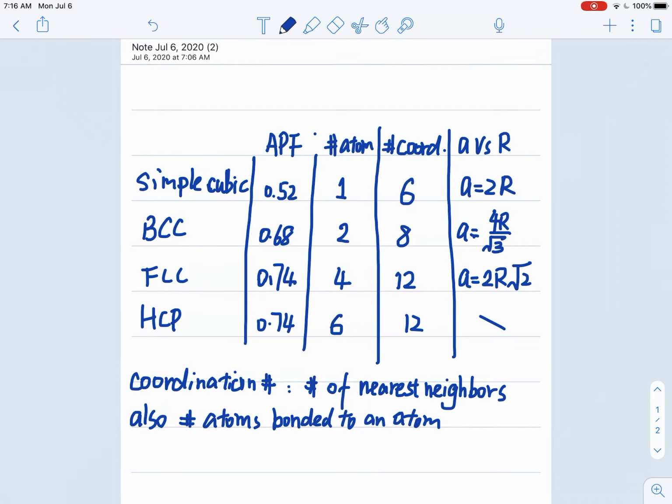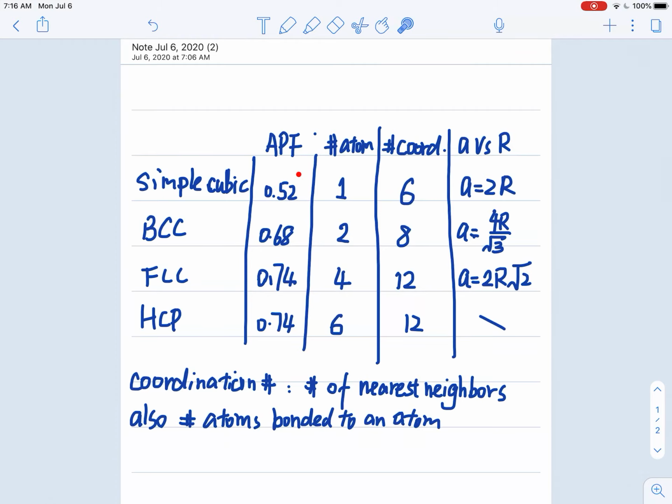Now let's summarize different crystal structures for metals. Okay, we talked about the simple cubic structure. We don't have any metals with this crystal structure, but there's a semi-metal that has this crystal structure. But this is the simplest cubic crystal structure.